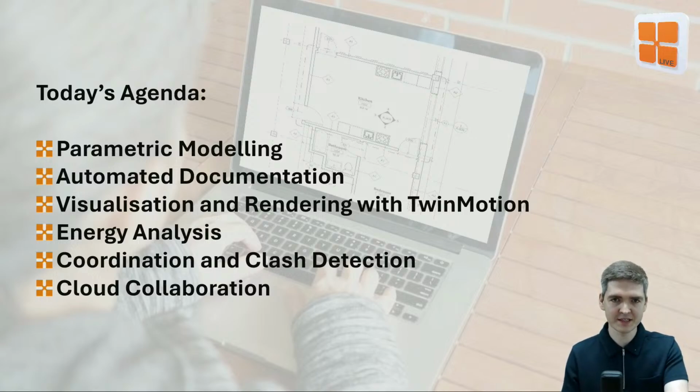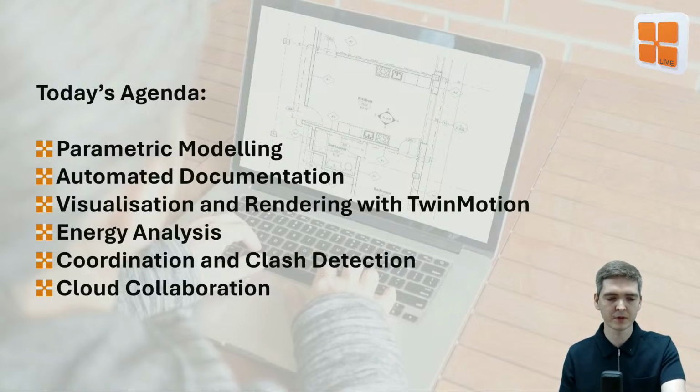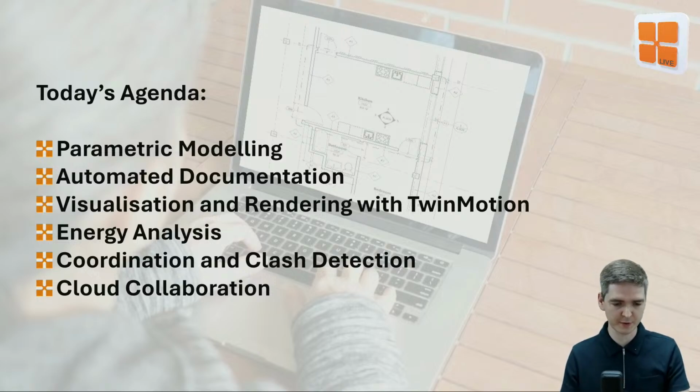We'll also have a look at the energy analysis tool within Revit. This is a way that you can do energy studies of your Revit model and provides that sort of functionality. Coordination and clash detection: within Revit, there are inbuilt clash detection tools, so we'll have a look at those with an MEP file. And then we'll touch on how you can collaborate in the cloud using BIM Collaborate Pro and the Autodesk Construction Cloud.